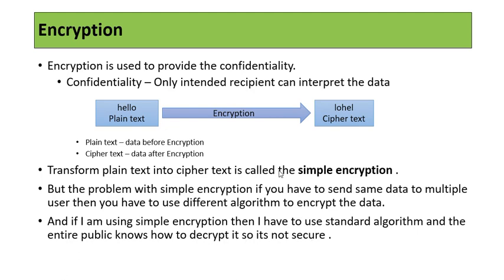So what does it mean basically? Suppose I have to send this hello text to four users, and I'm using the standard encryption method, which is generally known by the public, basically how to decrypt it. So they can easily decrypt it within two or three hours. They can easily get at our data. So it's not good to use a simple encryption method. That's why we use key-based encryption.